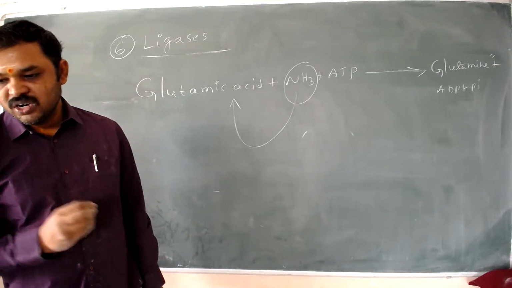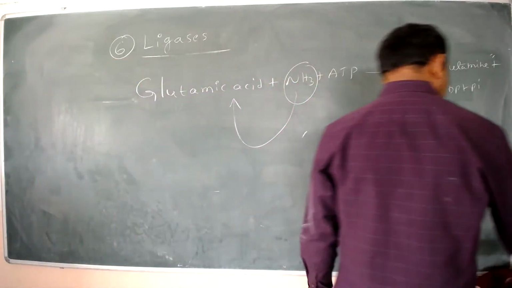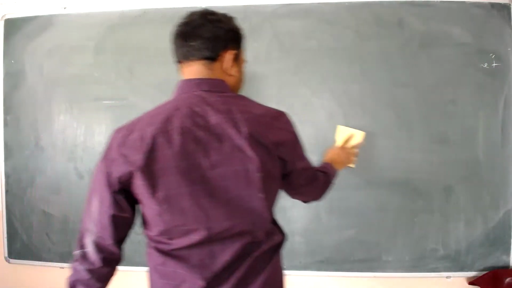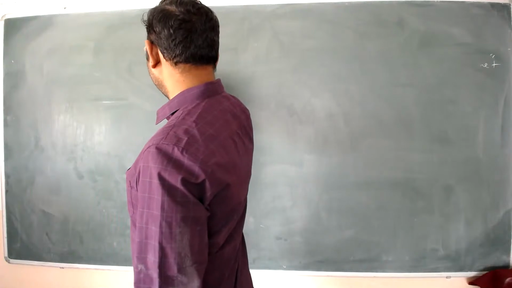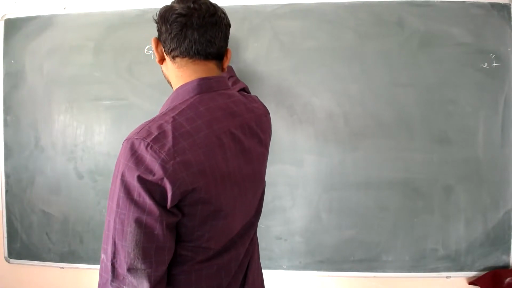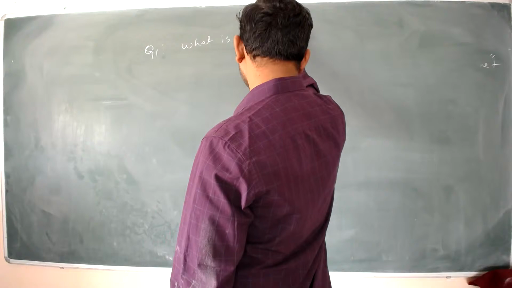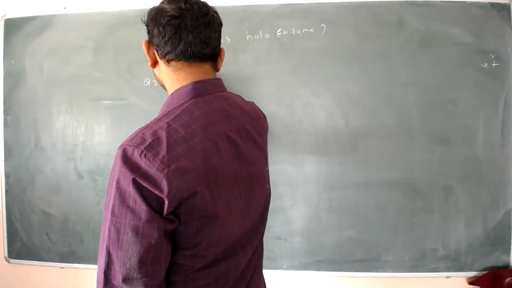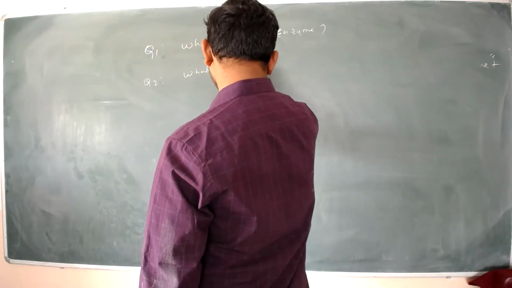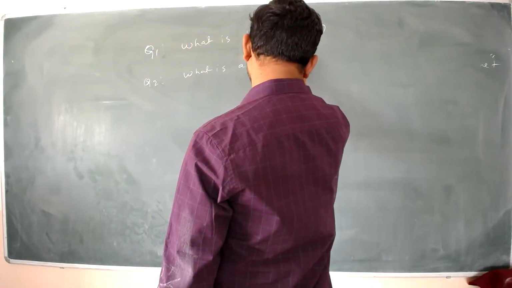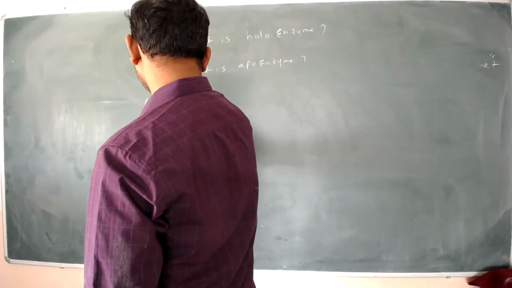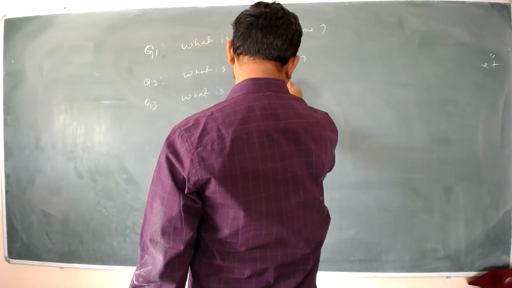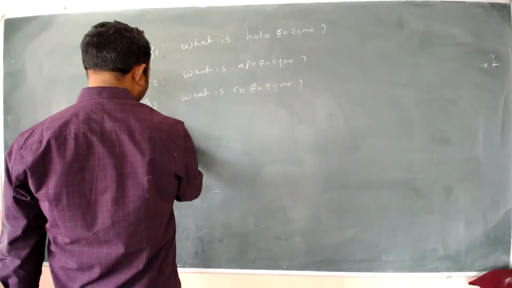Then your assignment on enzymes. Question number 1: What is holo enzyme? What is apoenzyme? What is coenzyme? Question number 4: What is prosthetic group?